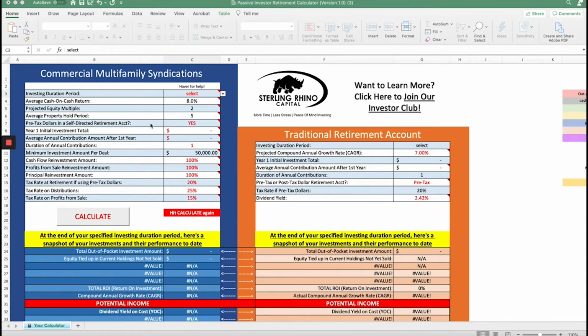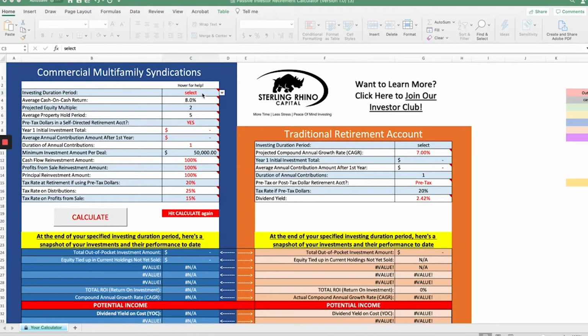On the left-hand side, you'll see the commercial multifamily syndication section, and on the right-hand side, the traditional retirement account section. We are going to compare the two investments over a period of time. Anywhere where you see a red triangle in the upper right-hand corner of the cell, that means that cell has a helpful hint or tip for what value to put in there or what that value means. Also, any cell that has red font means that you can adjust the value yourself. Anything with black font, you will not be able to change. It is set as a default.